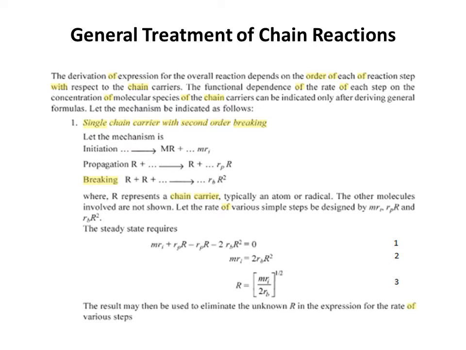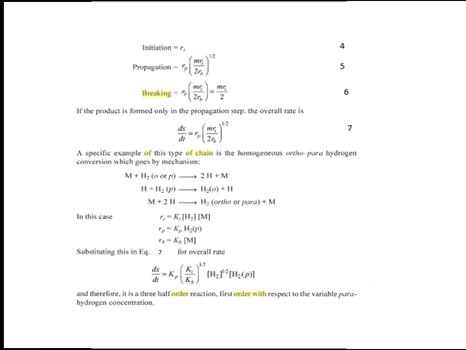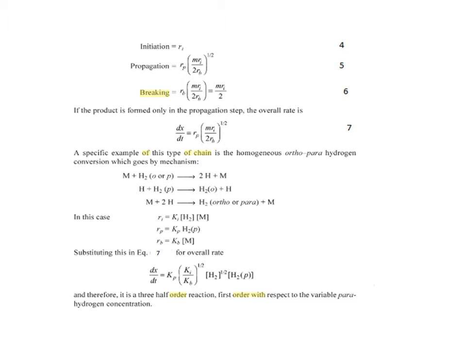The result may be used to eliminate the unknown R in the expression for the rate of various steps. That is, initiation rate; propagation rate, k_P times the initiation rate over 2 k_B under root, equation number 5; and termination rate k_B times the initiation rate over 2 k_B, that is equal to the initiation rate over 2. This is equation number 6.